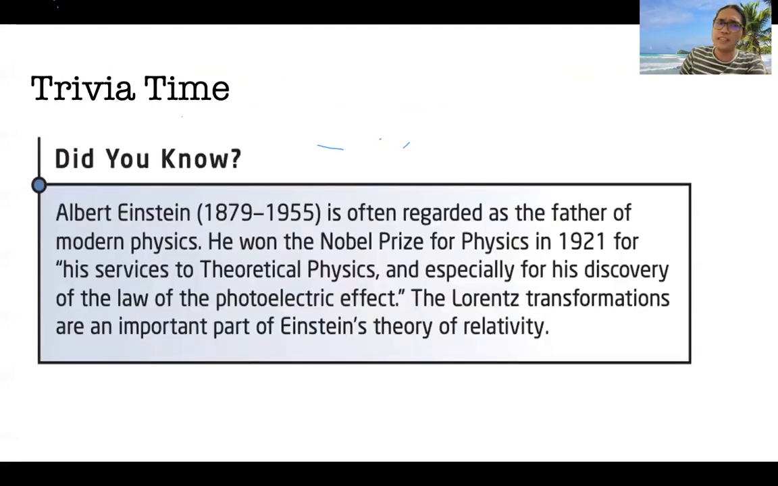Now let's start this one with a trivia. Did you know that Albert Einstein is often regarded as the father of modern physics? He won the Nobel Prize for Physics in 1921 for his services to theoretical physics, and especially for his discovery of the law of the photoelectric effect. This photoelectric effect uses the concept of Lorentz transformation, which plays an important part in Einstein's theory of relativity.